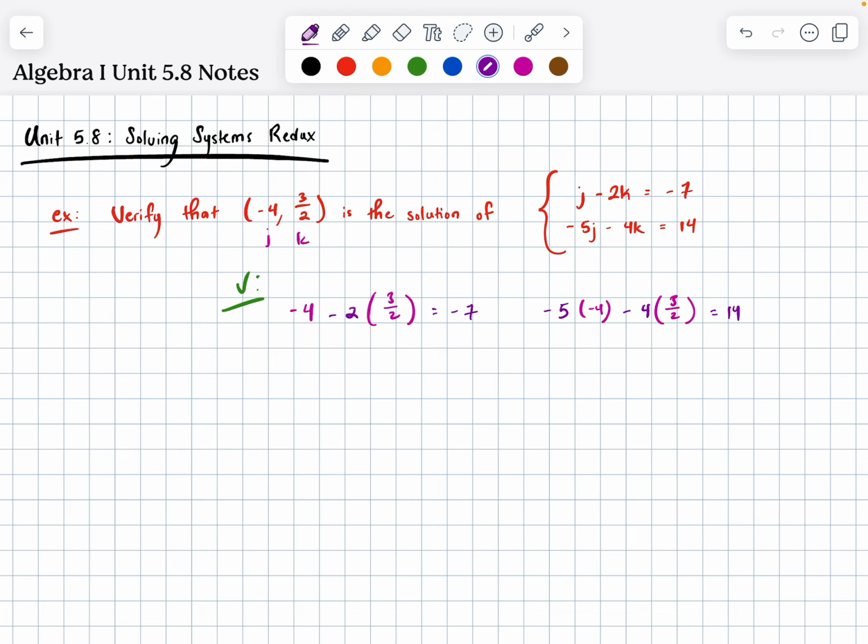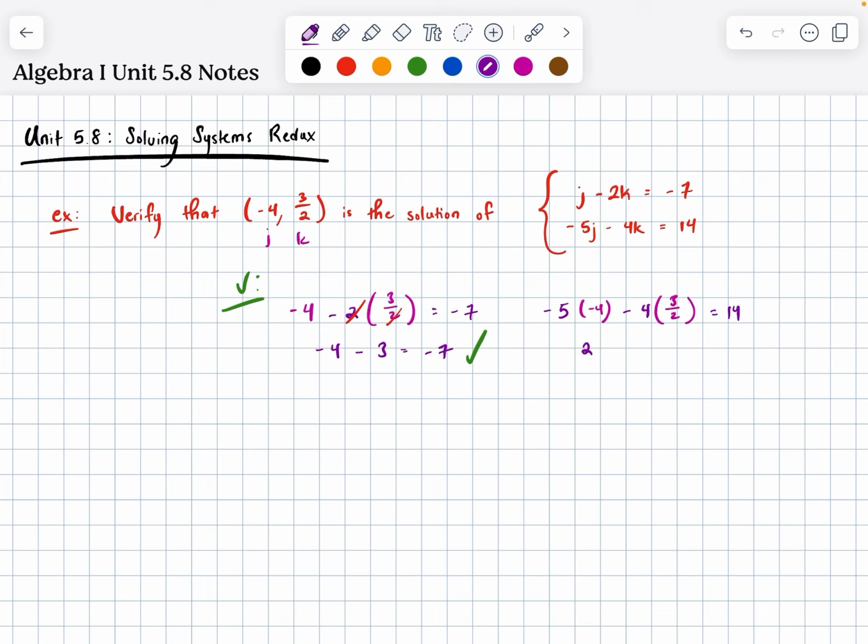By definition, if this is the solution, it should make both equations true. So as long as I get 2 true statements, I'm happy. -4 minus 2 times 3/2. Notice I can undo this times 2 and this division by 2, so I'm just left with -4 minus 3 equals -7. So it makes our first equation true.